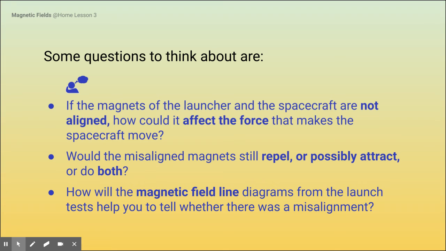So some questions to think about. If the magnets of the launcher and the spacecraft are not aligned, how could it affect the force that makes the spacecraft move? Would the misaligned magnets still repel or possibly attract or both? How will the magnet field lines in the diagram from the launch tests help you tell whether there was a misalignment? So, okay.